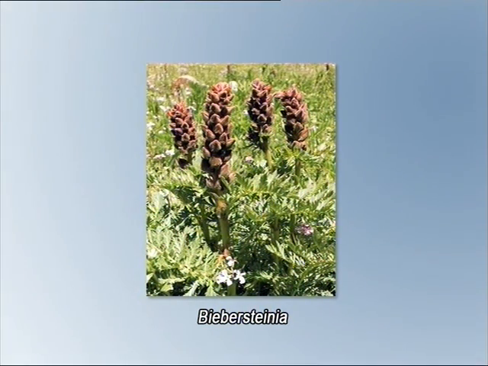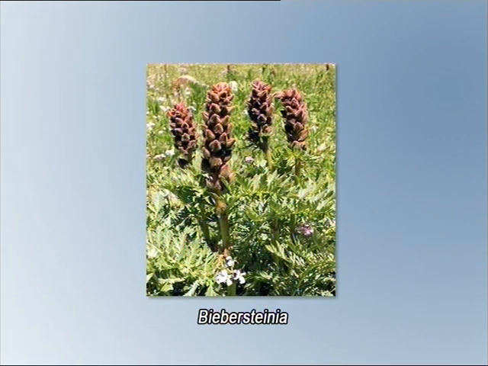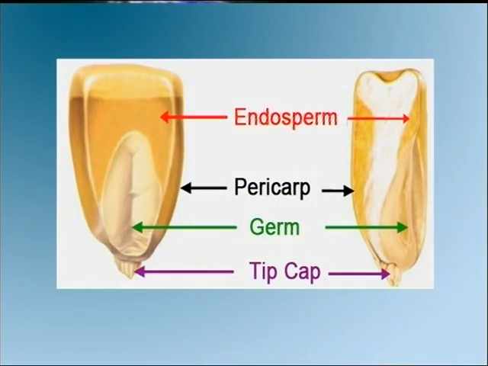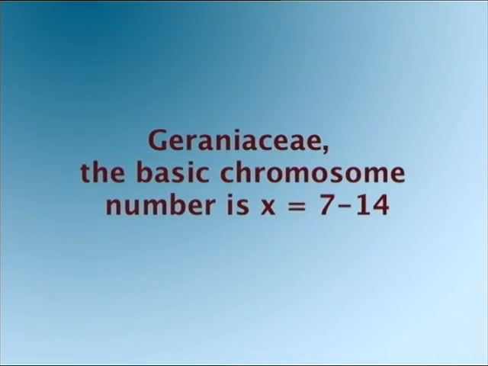The genus Bibersteinia was earlier included in the family Geraniaceae. Takhtajan, 1987, recognized a separate family Biebersteiniaceae for the genus Bibersteinia on the basis of presence of endosperm and basic chromosome number x = 5. In Geraniaceae, the basic chromosome number is x = 7 to 14.